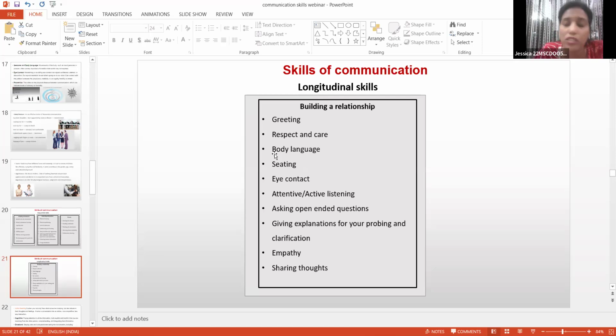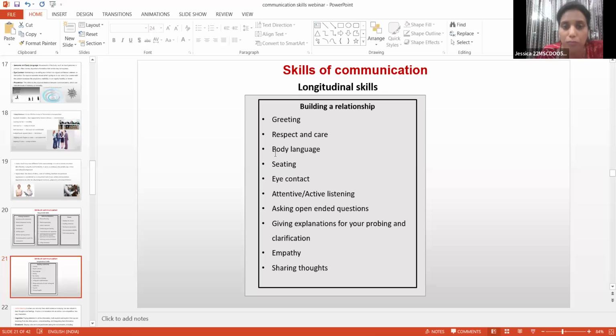Most of us, of course, 90% of us, make some arrangements for the patients to sit down. But so many times in a busy OPD we just have one particular chair and we do not even ask the patient's caretaker to have a seat. The respect and care is very important and has to be taken care of. Body language, the way you sit, or the way the sitting arrangement is made, is very important. Eye contact, active listening, asking open-ended questions, giving explanation for your probing and clarification, empathy and sharing thoughts. These are very important aspects that go a long way in building a good therapeutic relationship, a patient-doctor relationship.